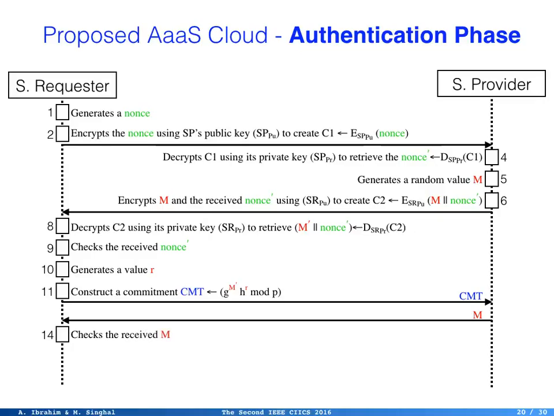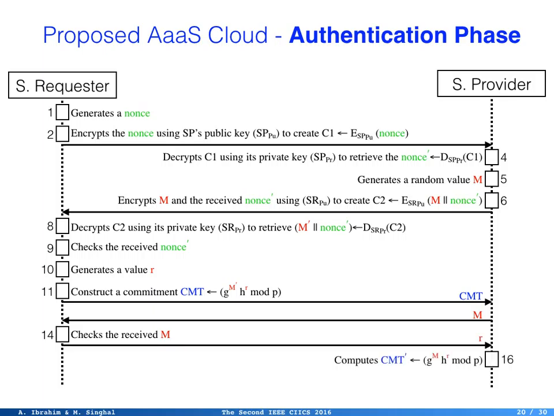The service provider can now send M to the service requester to prove that the value of M is the same as what was sent to the service requester earlier. The service requester can check the received M to see if it does not match the M. Then it can stop the authentication process and report a failure status to the cloud. Otherwise, the service requester reports a success status to the AAS cloud and sends R to the service provider to reveal the commitment CMT, which was sent to the service provider earlier.